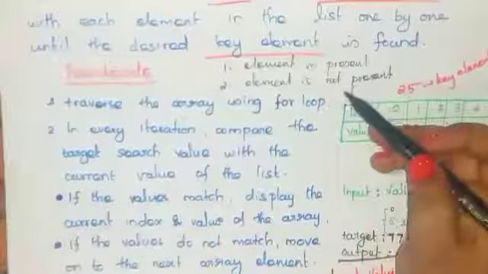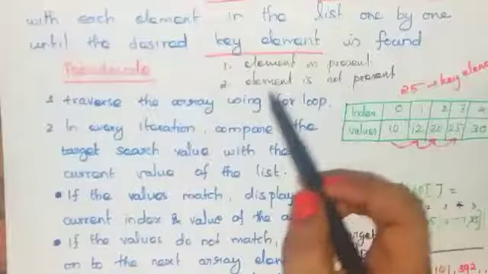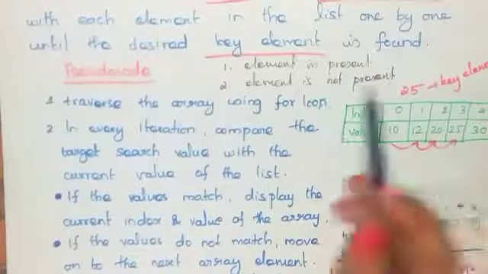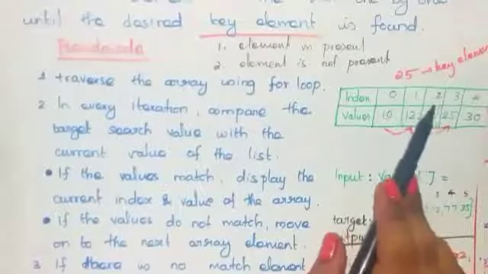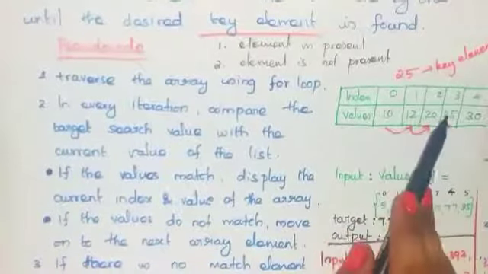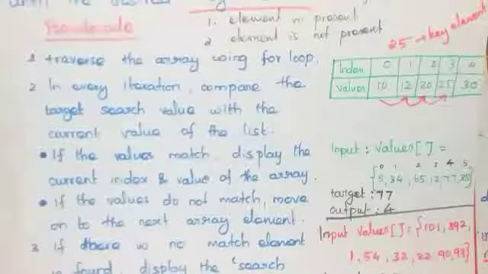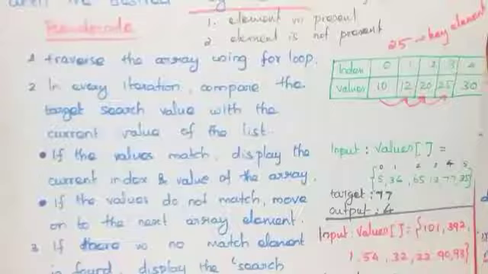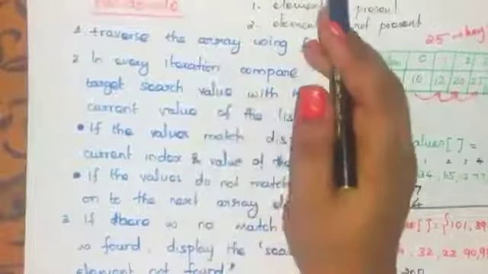There are two cases in linear search. First case is element is present. Next case is element is not present. If the element is present, you have to print the index position of that element in the output. If the element is not present, the program should print element not found in the output. Now let us see the pseudocode for linear search.